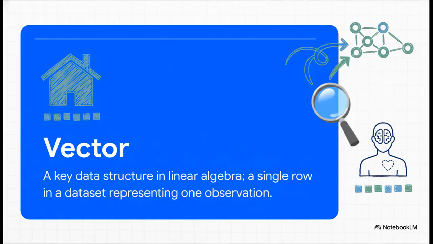So the first key piece of jargon we need is a vector. But don't worry, the concept is super simple. The easiest way to think about it is just a single row in a spreadsheet. That's a vector. It represents one complete observation, like all the features of a single house for sale, or the vital signs of one patient.